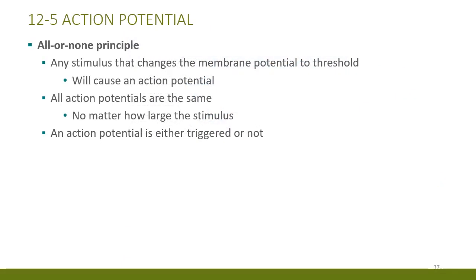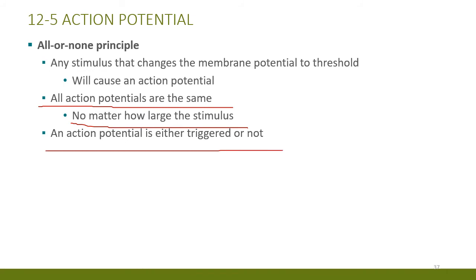So the all or none principle means that any stimulus that changes that membrane to threshold at that location will cause an action potential, and that action potential will travel all the way. Okay, so all action potentials are the same. No matter how large the stimulus, an action potential is either triggered or not. So they call that the all or none.